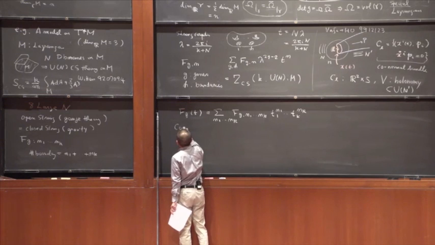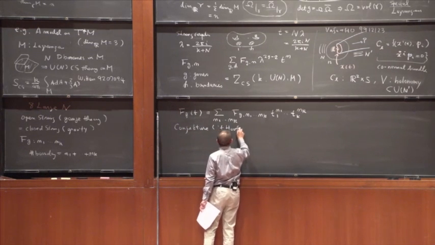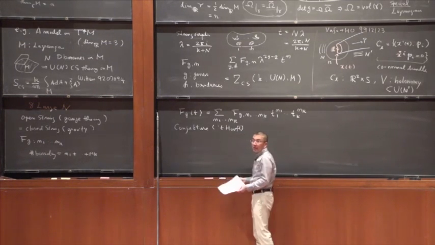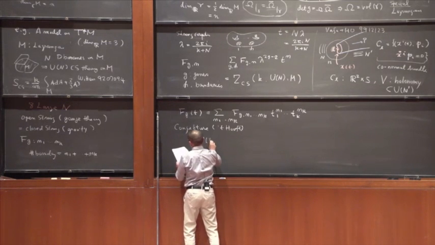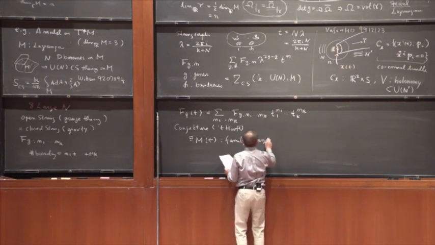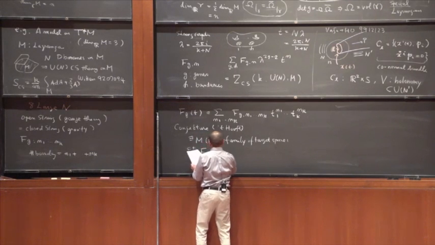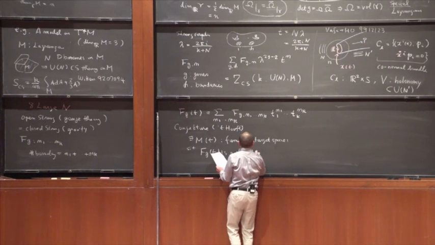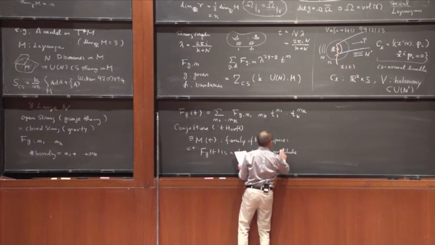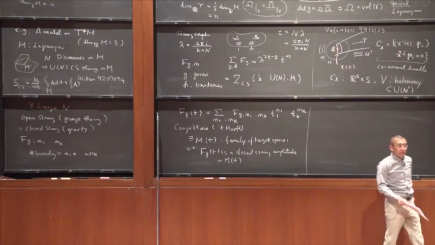Now comes the conjecture. According to 't Hooft, the following is a conjecture, namely that whenever you have something like that, then there is a family of target spaces such that F_g of t is a closed string amplitude, or partition free energy, on this manifold. So this would be a formulation of large N duality.